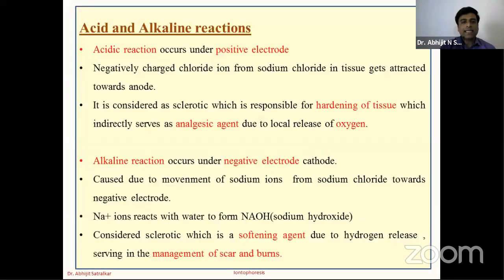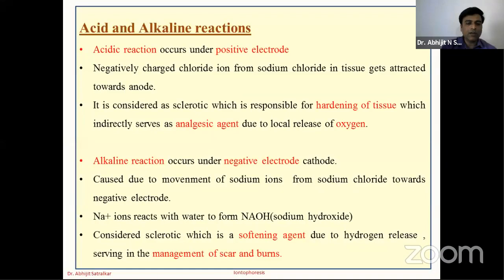Now, acidic and alkaline reactions. Acidic reaction occurs under the positive electrode. Negatively charged chloride ions from the sodium chloride in tissue get attracted towards the anode. It is considered as a sclerotic, which is responsible for hardening of tissue, which indirectly serves as an analgesic agent due to local release of oxygen.